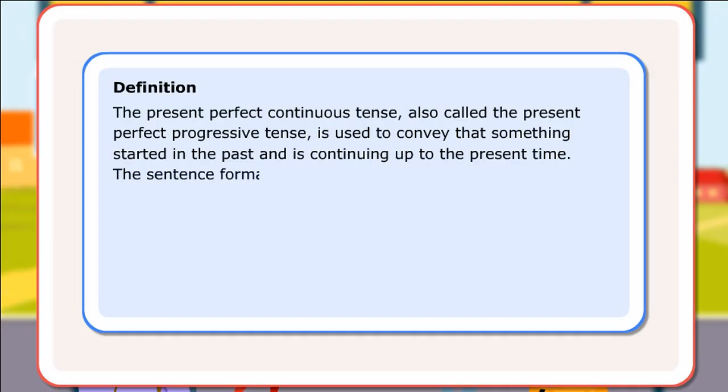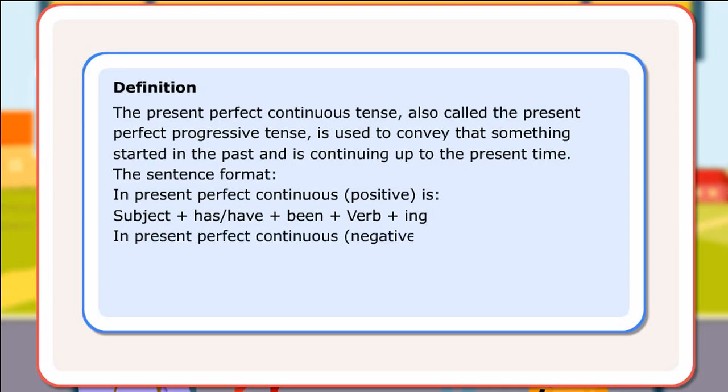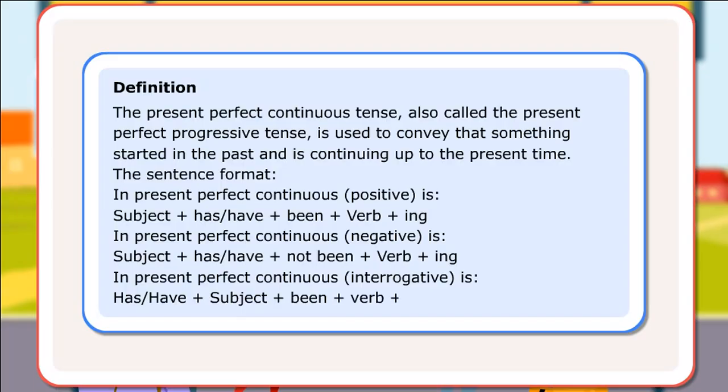The sentence format in present perfect continuous, positive, is subject plus has or have plus been plus verb plus ing. In the present perfect continuous, negative is subject plus has or have plus not been plus verb plus ing. In present perfect continuous, interrogative is has or have plus subject plus been plus verb plus ing.